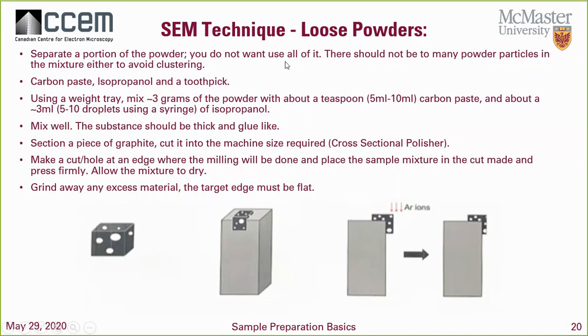We want to separate the powders, okay? We don't want to use it all, because we want to avoid clustering, right? So if you can filter them in some sort of alcohol, it's better to do that. But for our purposes, you separate about 3 grams of the powder into a weight tray. And then what I want to use as a binder is carbon paste, right? So propanol to add a little bit of lubrication so I can mix my powders in. I'm going to mix it until it's glue-like.